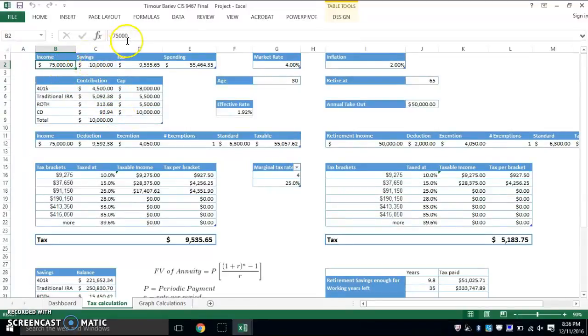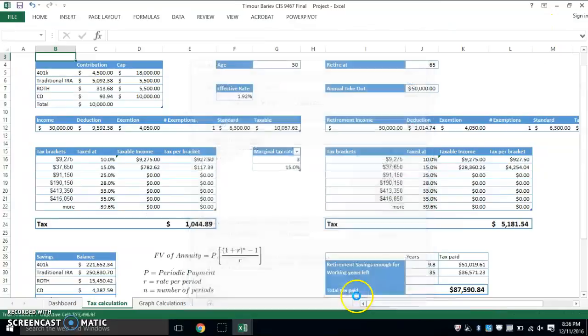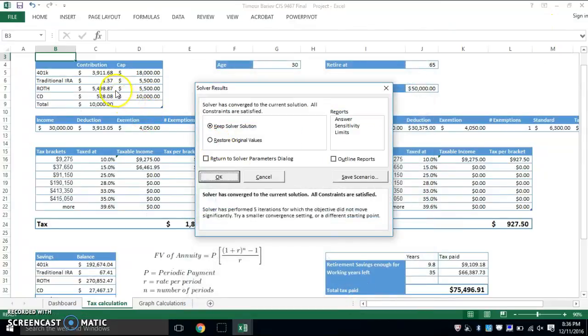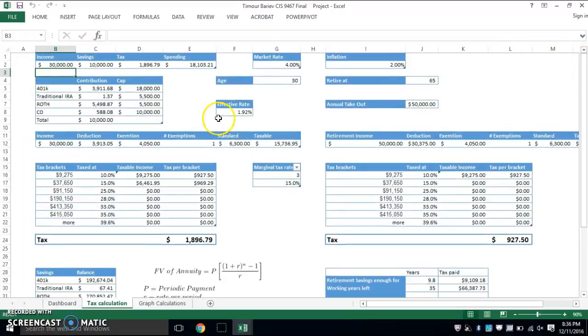However, a person who makes, let's say, 30,000 a year should put most of his money into Roth and even into a CD. Just because his income rate is lower now than it's going to be when he retires, it might as well be better to just pay off that tax now.